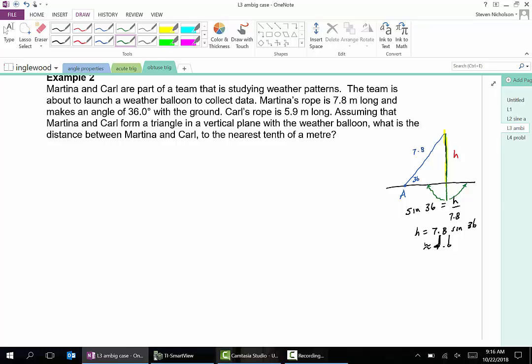And now we're just going to go ahead and look at each case. So let's look at the first case, situation number one. And situation number one looks like this. Here's the ground.